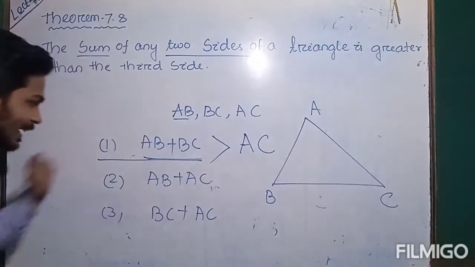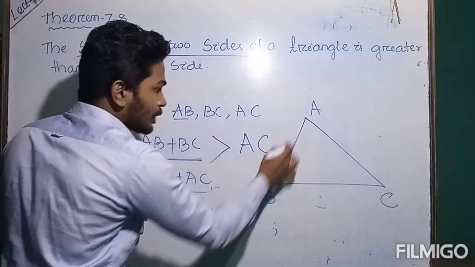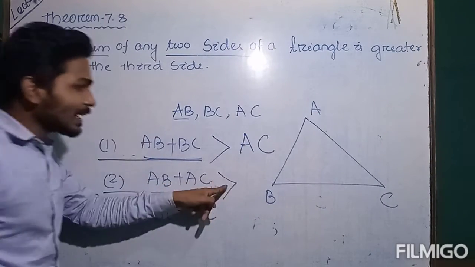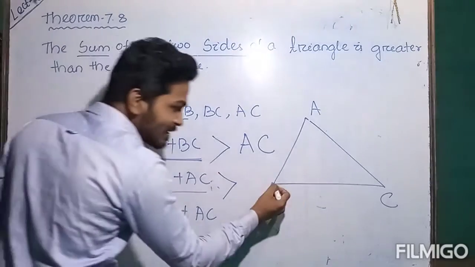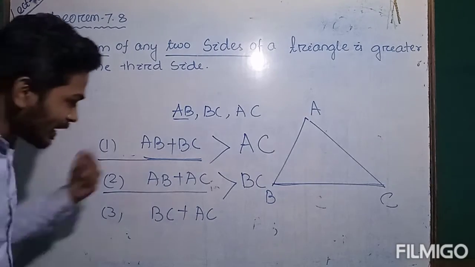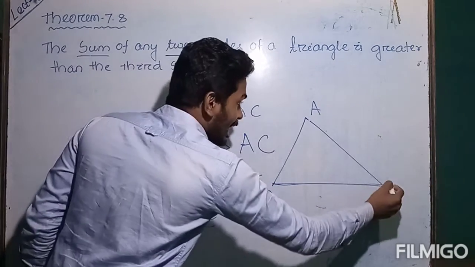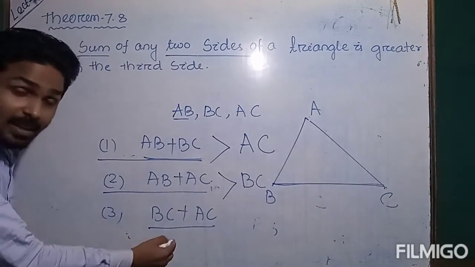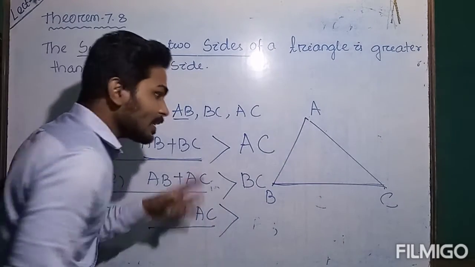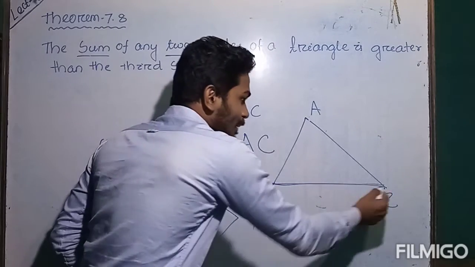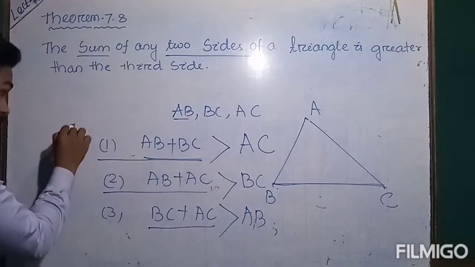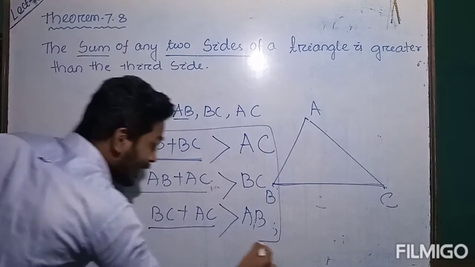Clear? For the second case, if we take AB with AC, then their sum is always greater than the third side. BC is the third side here, so it is always greater than BC. For the third case, we take BC and AC and add them. Then the sum of these two sides is always greater than the third side. AB is the third side here. So the sum is greater than AB. This is theorem number 7.8.